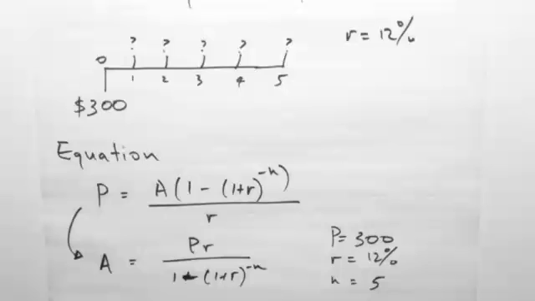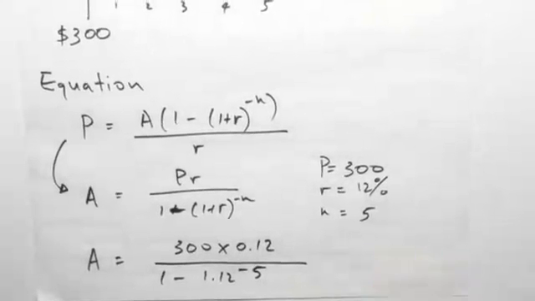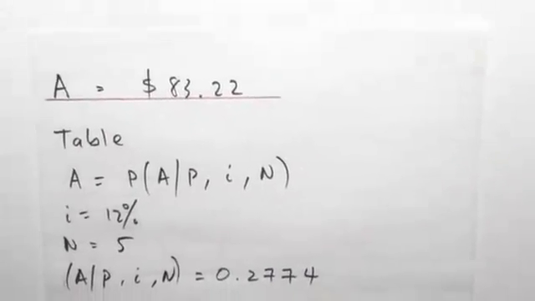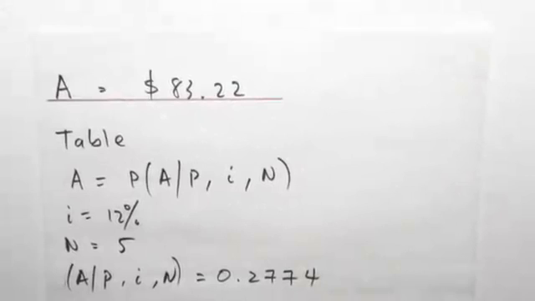Now we know the necessary information. We know the present value is 300, we know R is 12%, and we know that the number of periods is 5. So we simply put this into the equation, and we can show that the annuity amount will be $83.22.